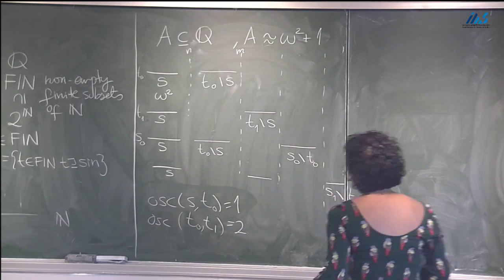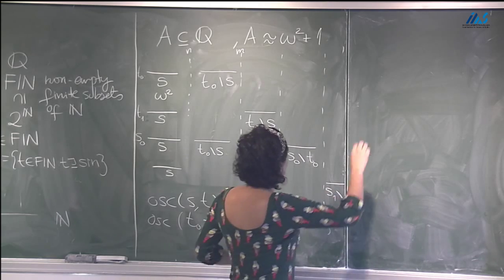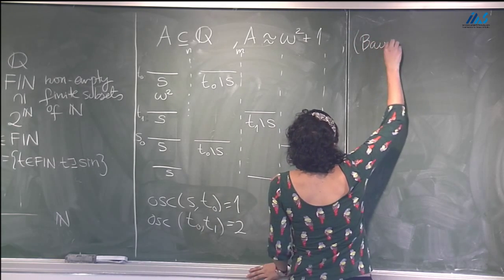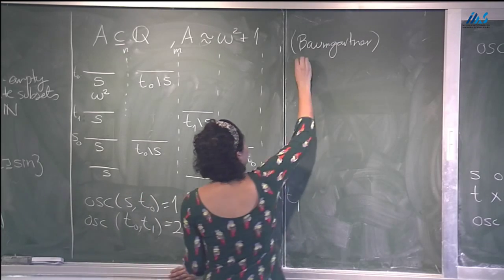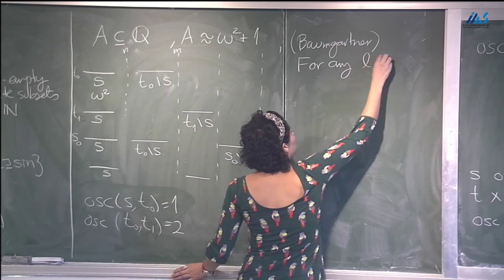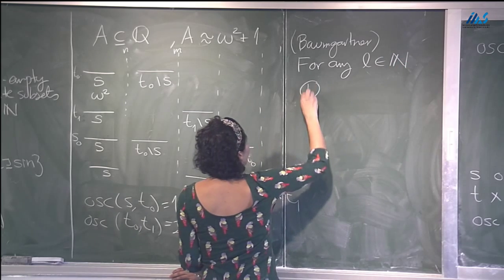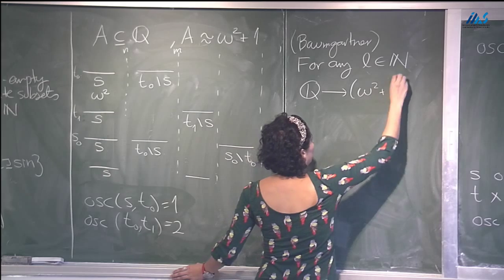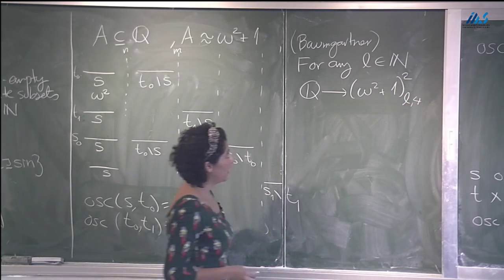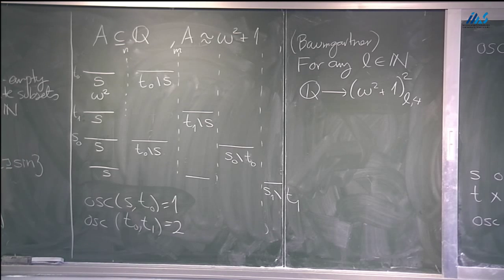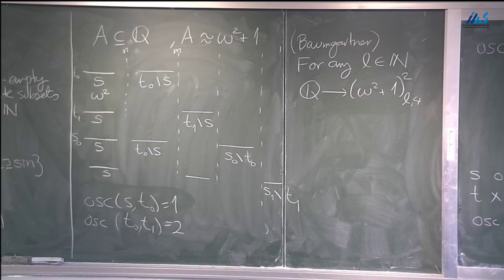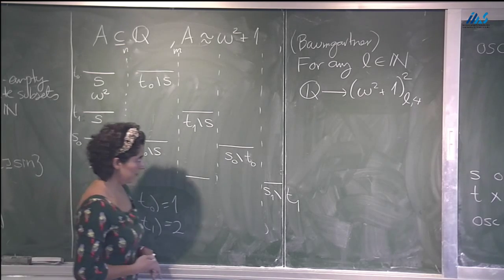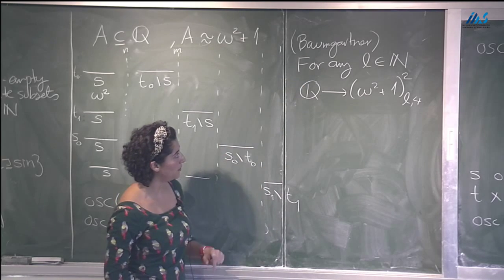So in fact, this is a result of Baumgartner. For any number of colors, we can reduce to 4 colors in a copy of omega squared plus 1. All right. So notice that in order to get the positive result for omega plus 1, we use Ramsey's theorem, we use the pigeonhole principle. So the Ramsey type theorem behind this result.